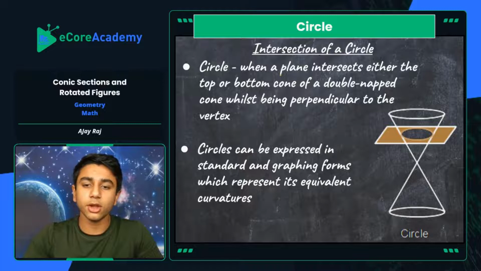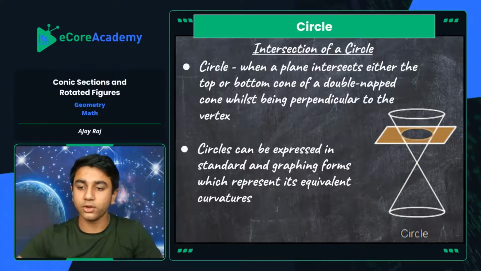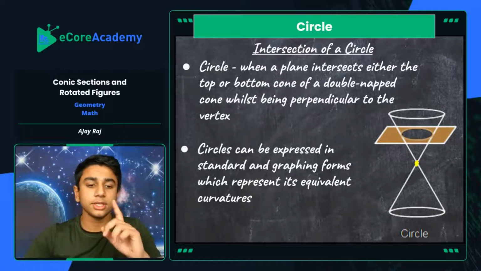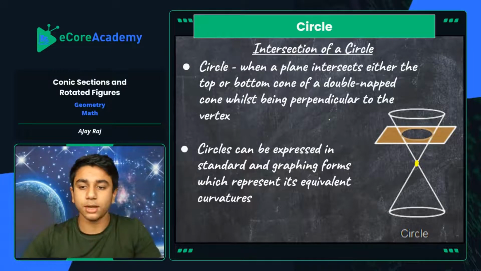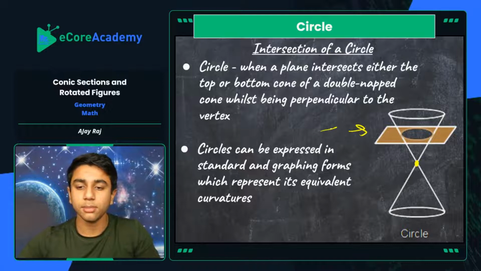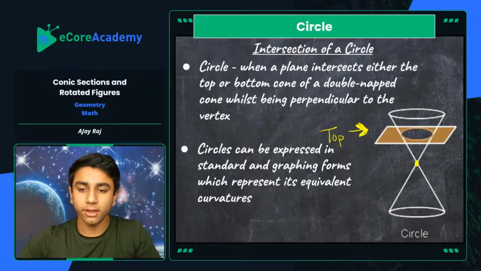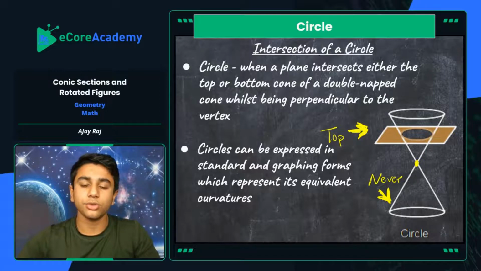So if we take a look here, we know that it's a perpendicular plane. So that plane has to be perpendicular to the vertex of this cone, and it's only going to intersect one of the cones, the top or the bottom. So in this case, it only intersects the top. Just trying to emphasize that, it only intersects the top, and it never intersects the bottom, only one. Keep that in mind with the parabola and circle. You might want to write that down, or just really keep that in the back of your head. Memorize that, register that.